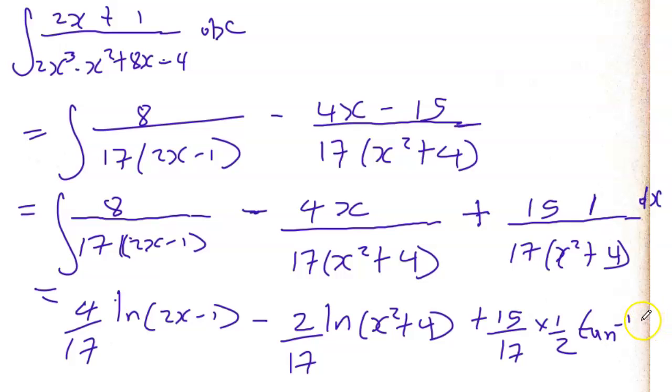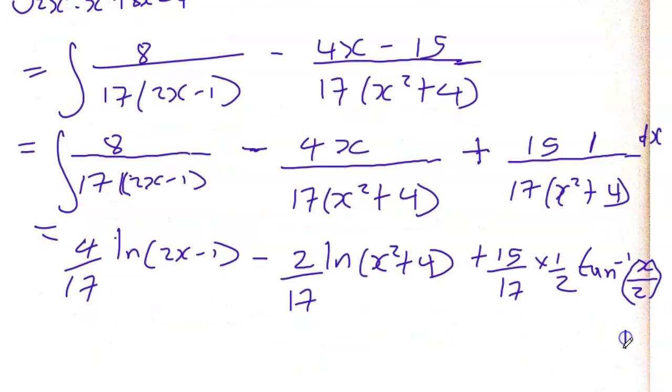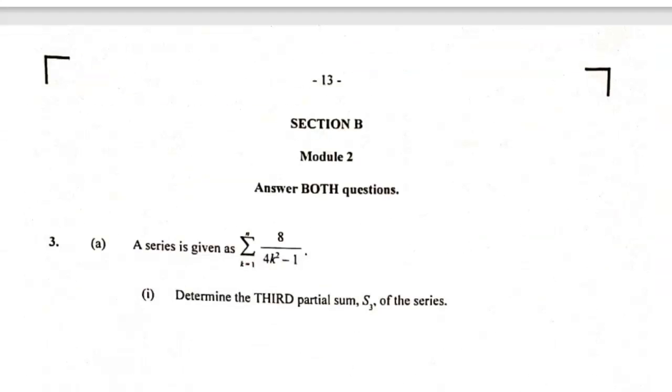So tan inverse x over 2. Right? Plus your constant, of course. And of course you can always rewrite this as 15 over 34. Alright. So now we're on to question 3.